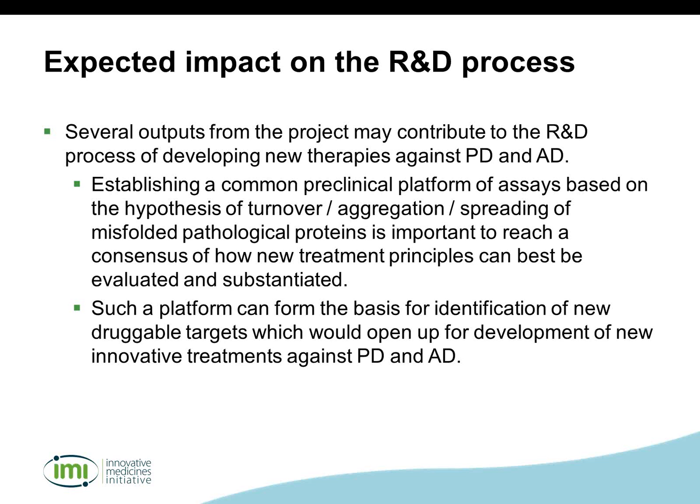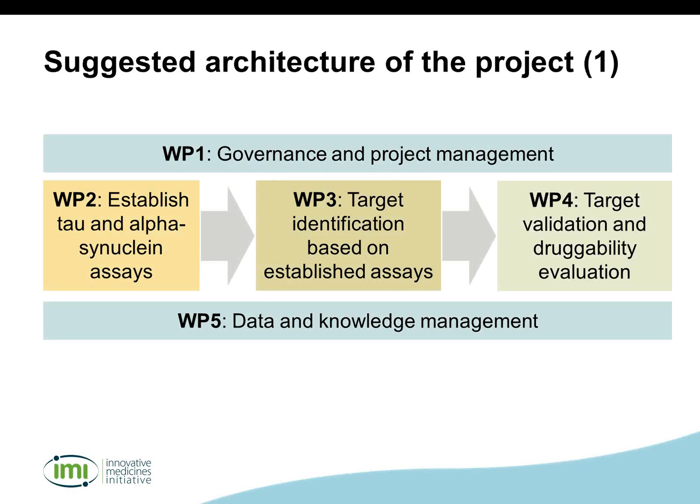So if we move to slide 6. This slide shows an overview of the suggested overall architecture of the project. It should be noticed that this is a suggested architecture. It may turn out that other architectures or innovative project designs could be more beneficial. Thus, if the applicant consortium has another idea for project design, they are most welcome if properly justified. The final architecture of the full proposal will be defined together with the industry consortium.